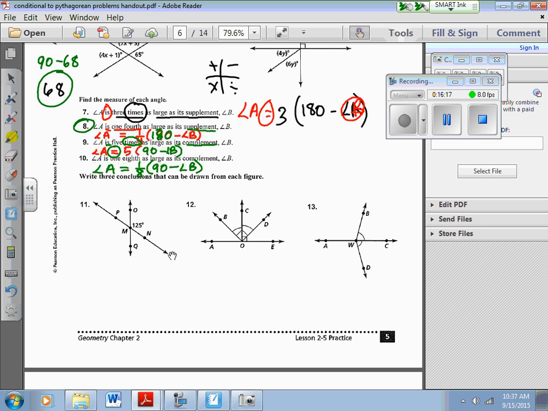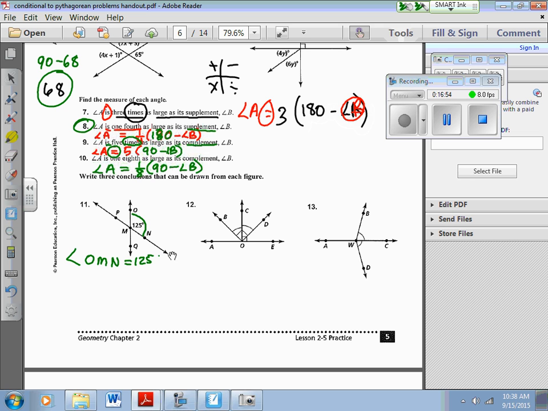Write 3 conclusions that can be drawn from each figure. So number 11, you need to remember vertical angles are in the picture. You need to remember adjacent angles add up to how much? 180. What can be drawn? Does everybody see this angle right here is given? That one's 125. That means angle OMA equals 125.